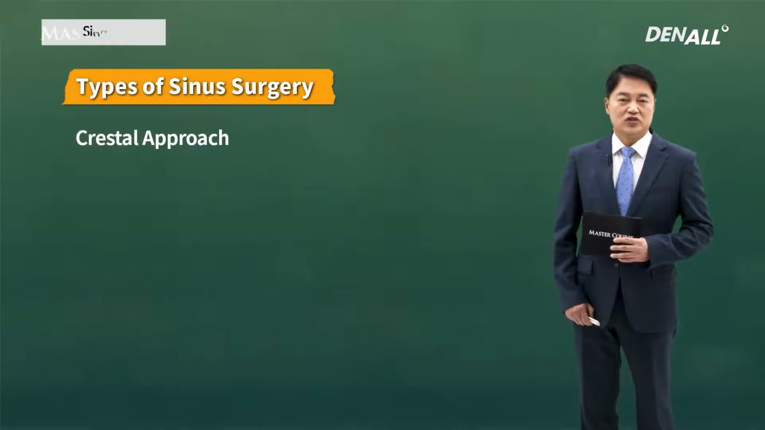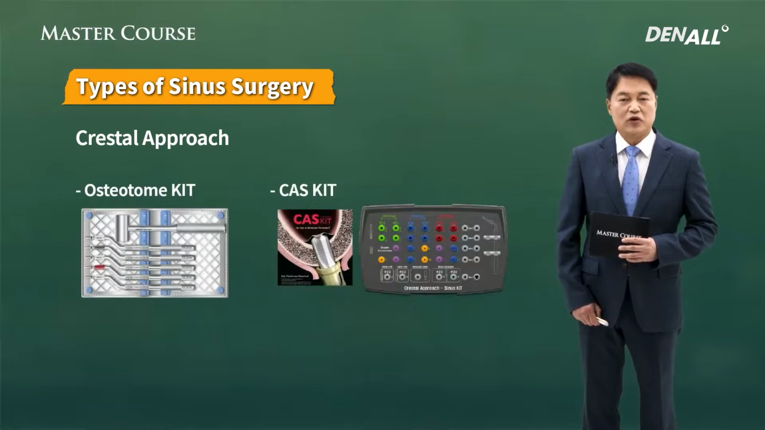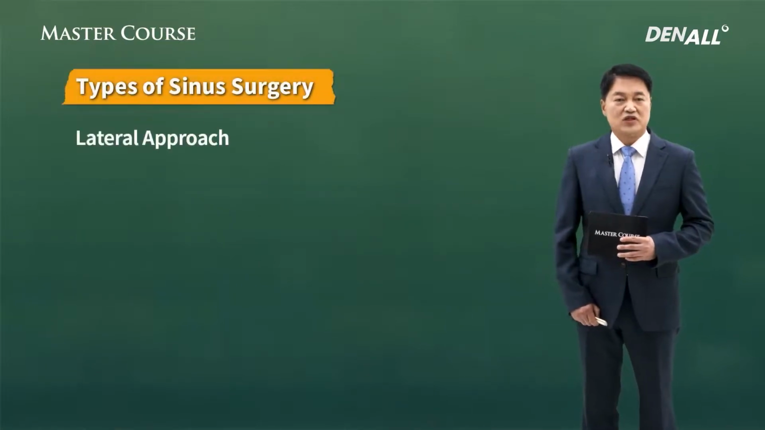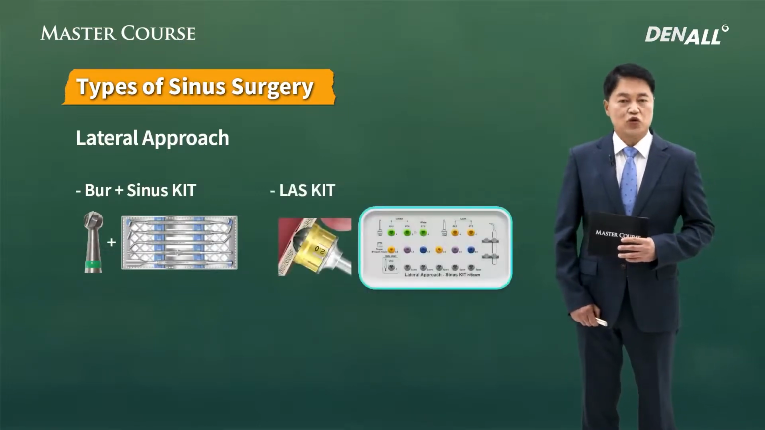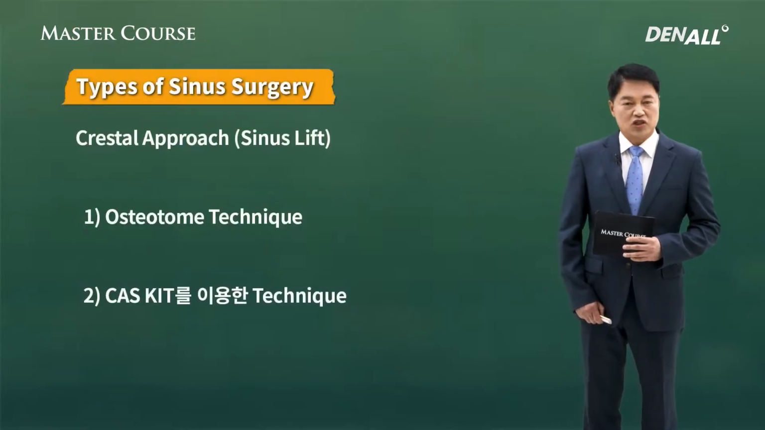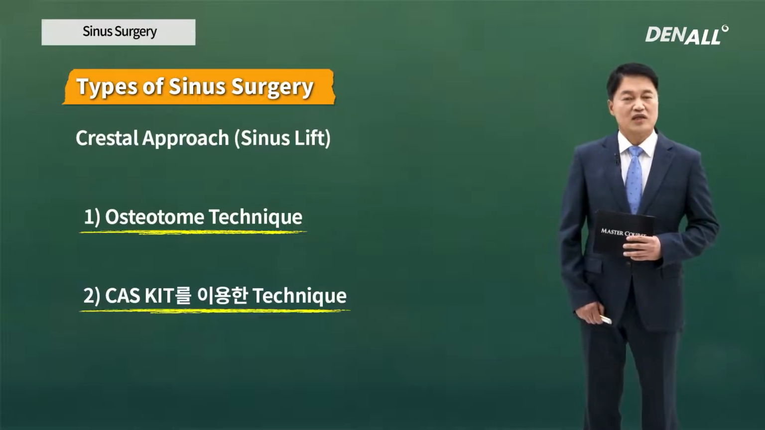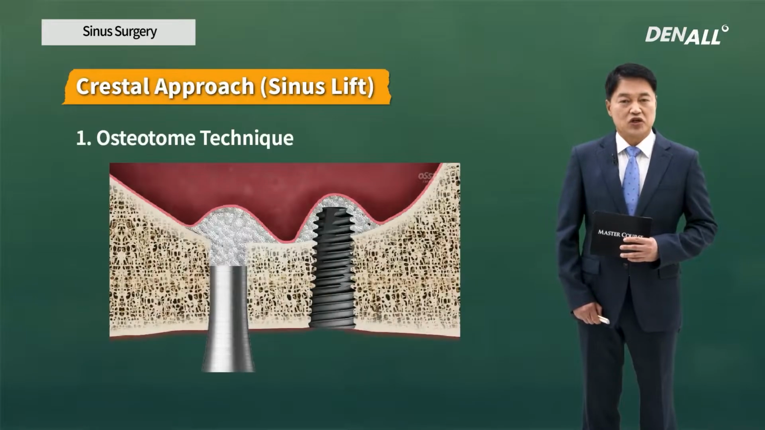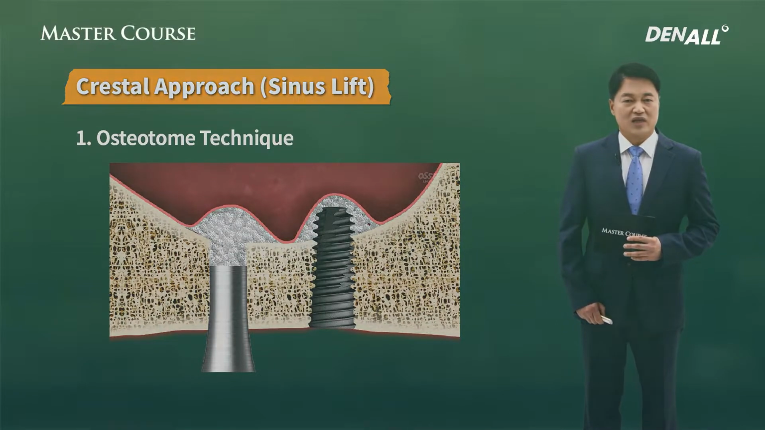Let's look at the instruments used for crestal approach. Osteotome kit or CAS kit can be used. In lateral approach, you can use burr or plus sinus kit or LAS kit. Let's look at crestal approach. There's the traditional osteotome technique, and there's also a technique using CAS kit. As you can see, using osteotome, the sinus is lifted and bone graft is done and the implant is placed.